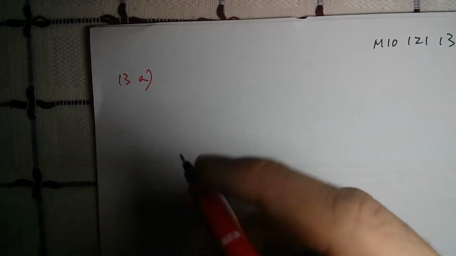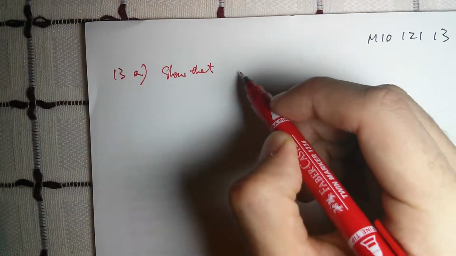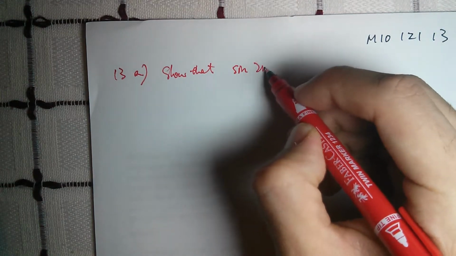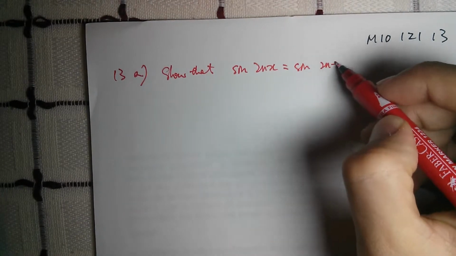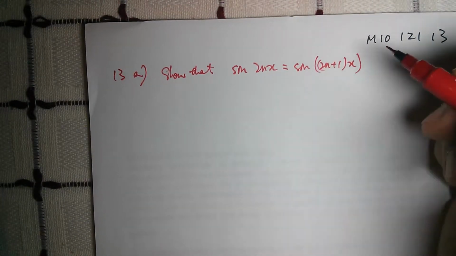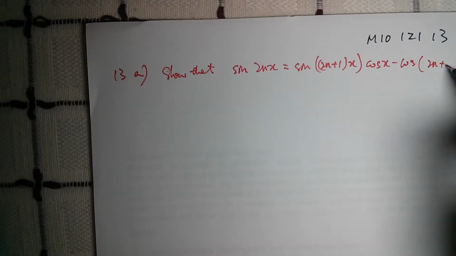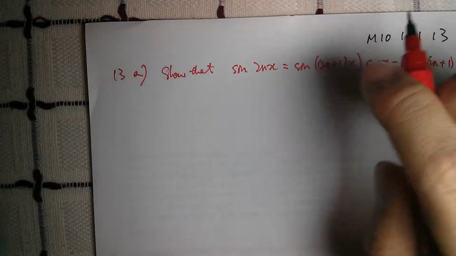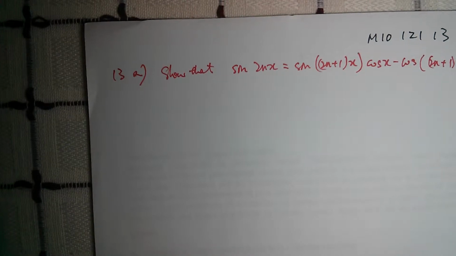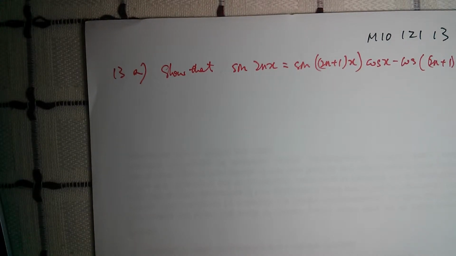Okay, so part A, they want you to show that sine 2nx equals sine (2n plus 1)x cosine x minus cosine (2n plus 1)x sine x. Just from this, you know that you need to use the compound angle formula. So you go to the formula booklet.